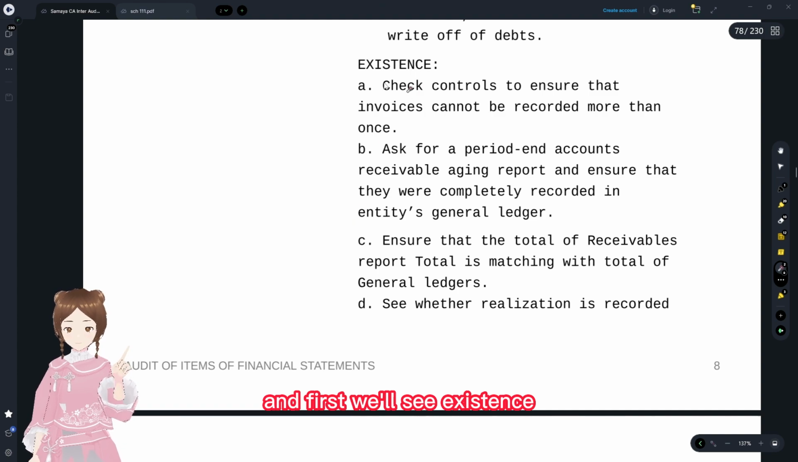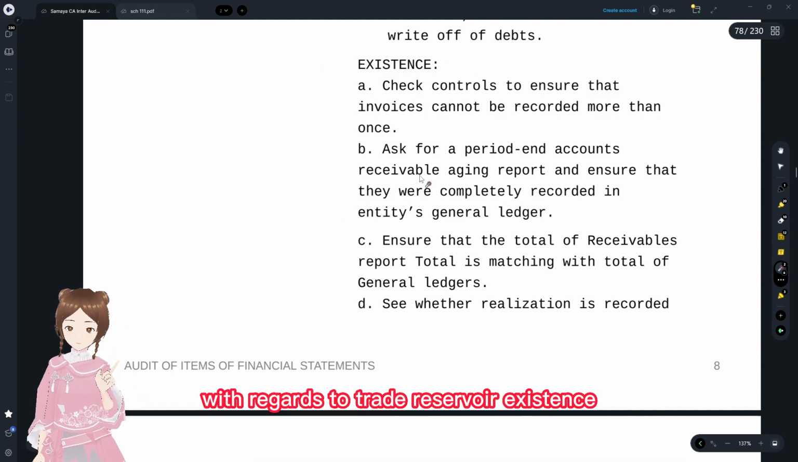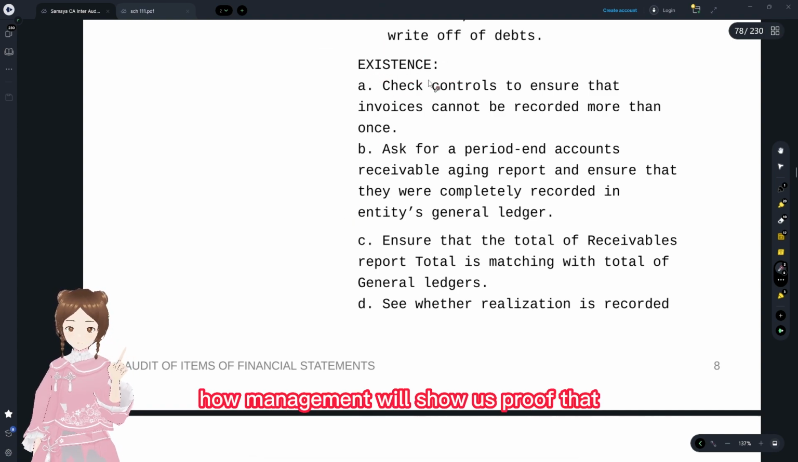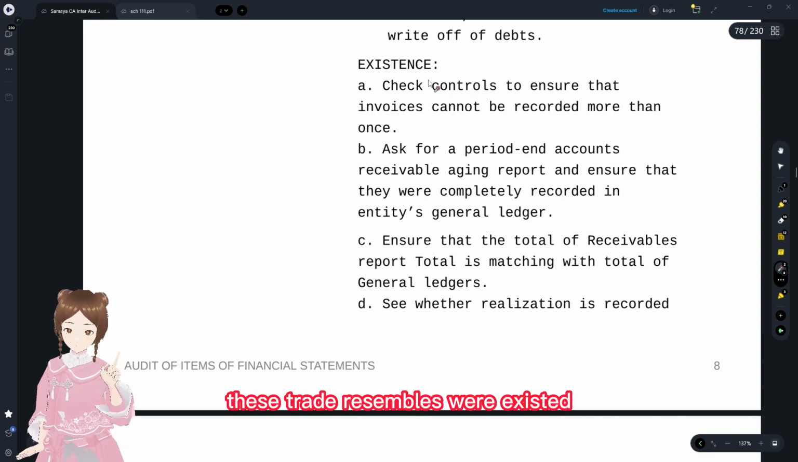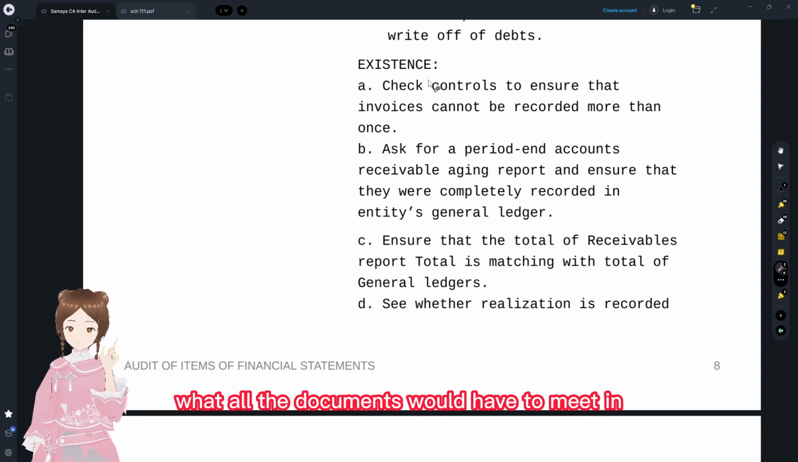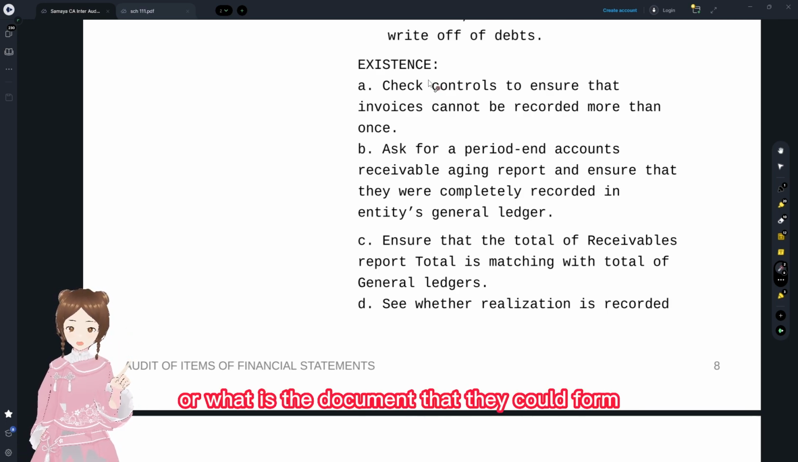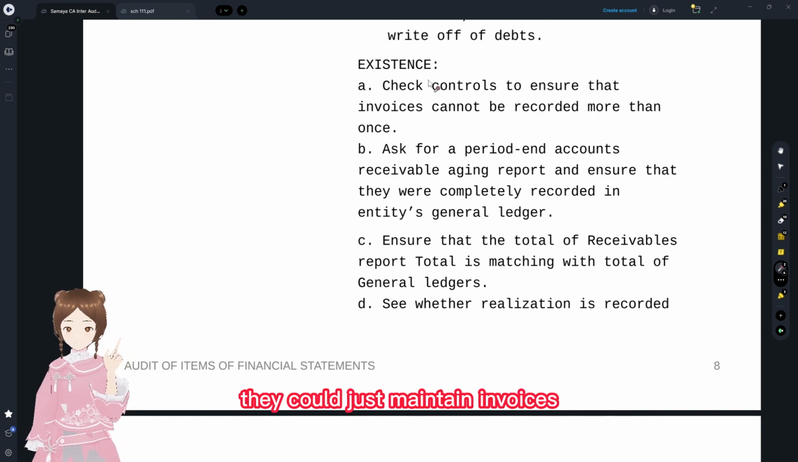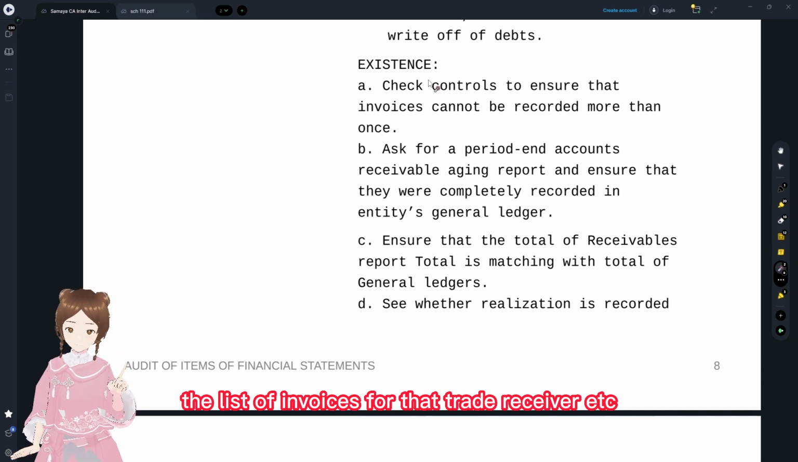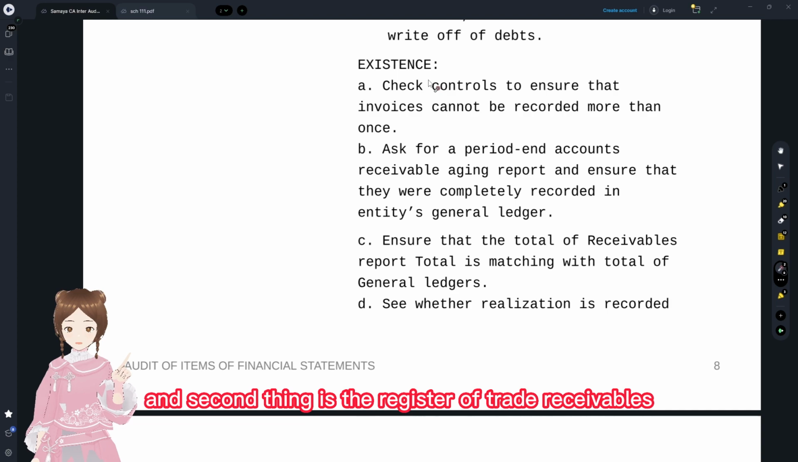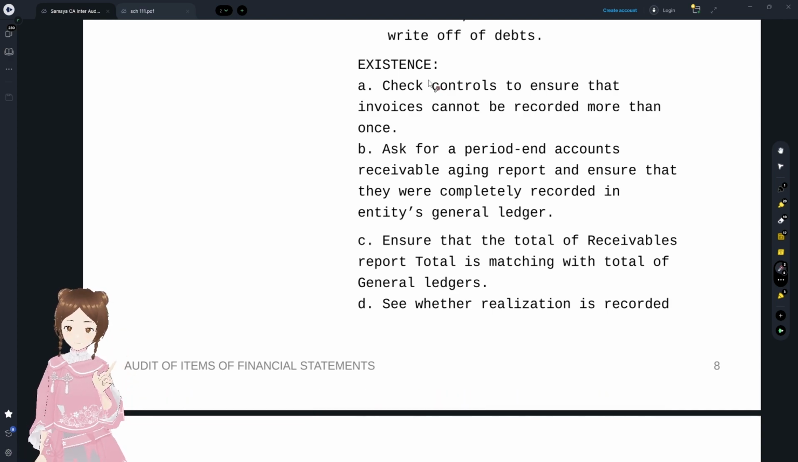First, we'll see existence with regards to trade receivables. Existence: how will management show us proof that these trade receivables existed? What documents does it have to maintain? Since trade receivables were caused due to sales, they could maintain invoices, the list of invoices for that trade receivable, and second, the register of trade receivables for the balances.